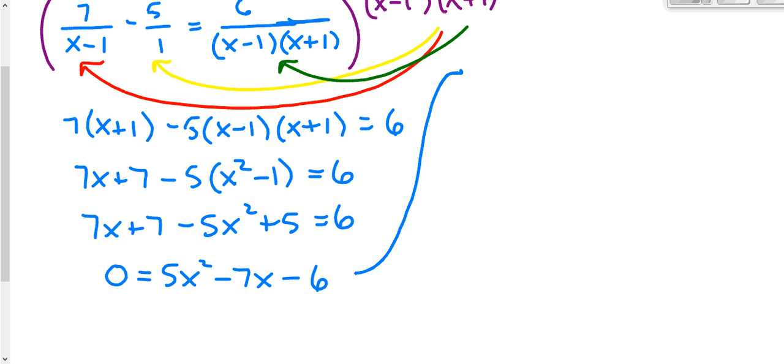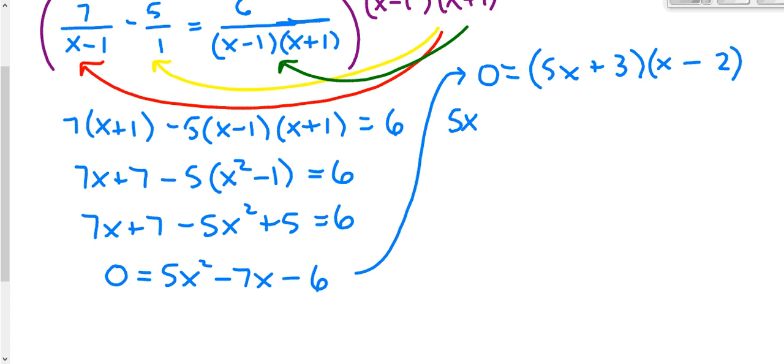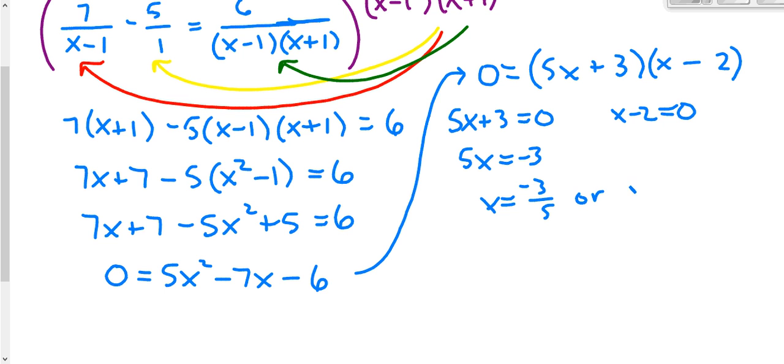Let's see if this factors. We can do 5x in one of them and x in one of them. If we put a 2 there and a 3 there, we're going to get 10 on the outside and 3 on the inside, so that will be great. Minus 10 plus 3, that's how we'll get our minus 7. Set each factor equal to 0. Solve each one, so we get 5x equals negative 3, so x equals negative 3/5, or x equals 2.